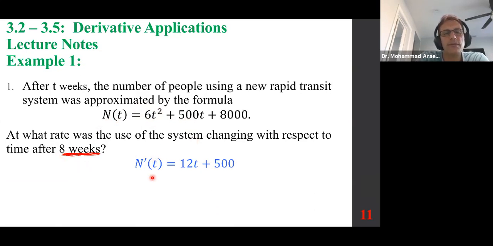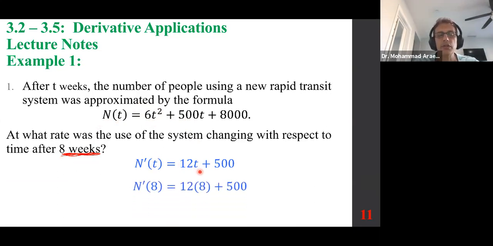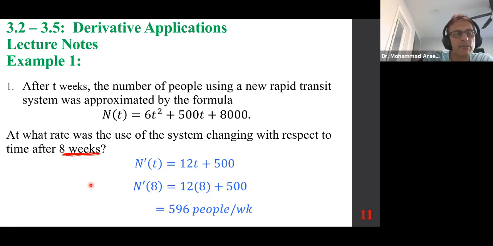Replace the t with 8. We get 12 times 8 plus 500. They add up to 596. As far as the units, if by any chance you have a difficult time finding the unit, just rewrite it as dN/dt. Remember, it represents change. So change in numbers, so number of people. Change in time. Units of time happen to be weeks, so people per week.